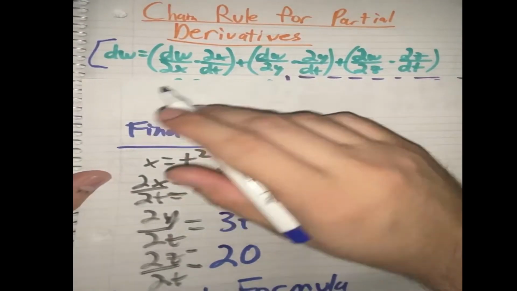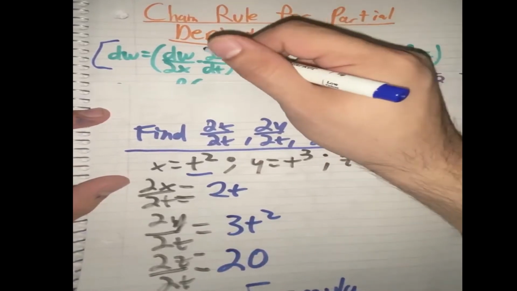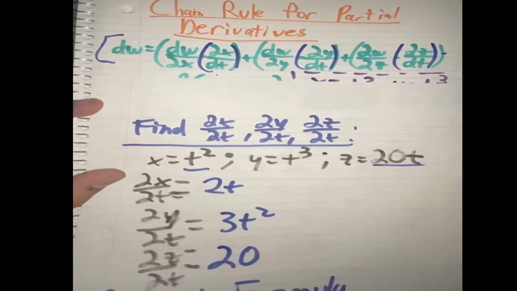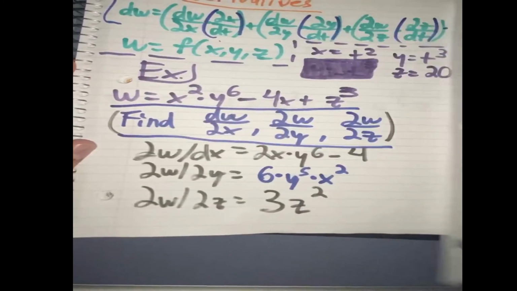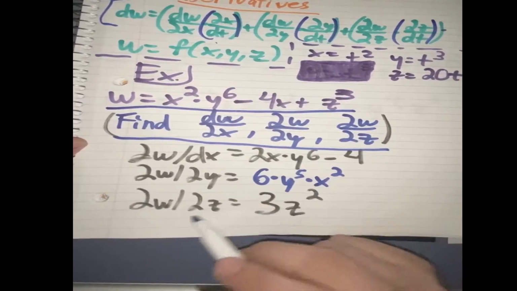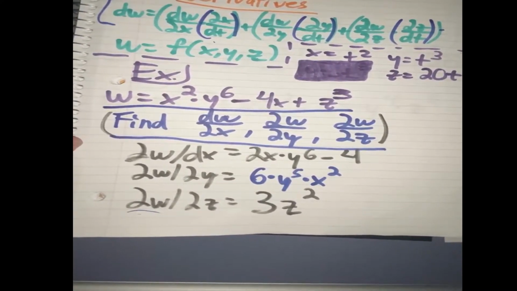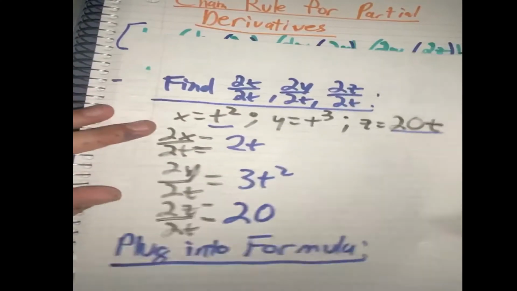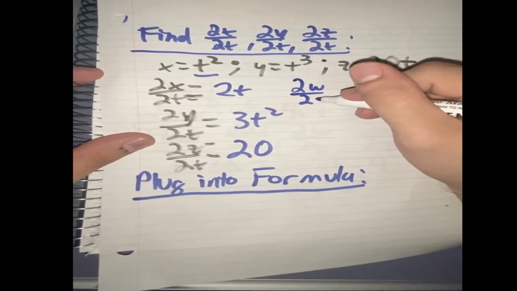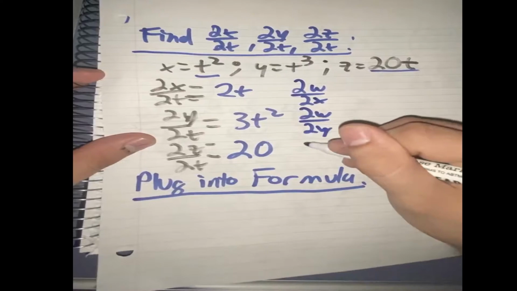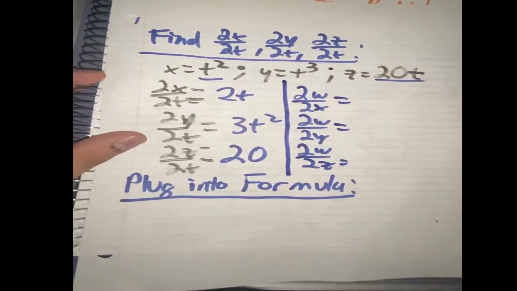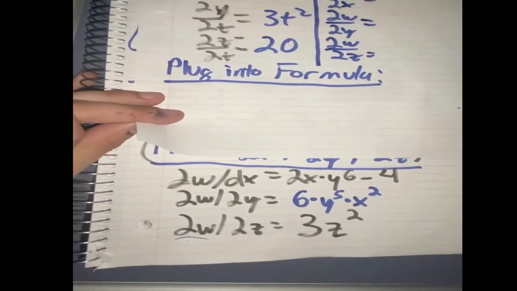So we have our formula right here. We have the derivatives of x, y, and z with respect to t, as these are the three functions right here. And then we have the partial derivative with respect to x, which is this one, the partial derivative with respect to y, which is this one, and the partial derivative with respect to z, which is this function. Now we just group them together and plug them into this formula. I'm going to write these over here as well: partial w with respect to x, partial w with respect to y, partial w with respect to z. I'm going to put a little line to separate them. So partial w with respect to x would be 2x times y to the 6 minus 4.